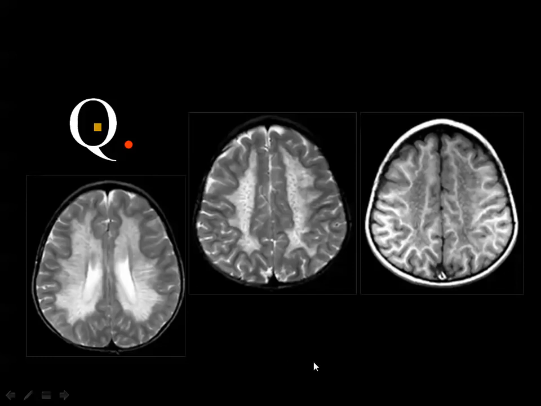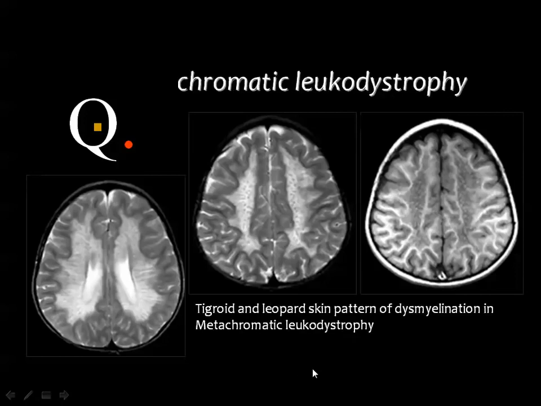Inside the white matter, you can see linear shadows of intermediate signal, giving the typical appearance of tigroid pattern. And this tigroid pattern is well known in two of the white matter diseases, which are metachromatic leukodystrophy and Pelizaeus-Merzbacher disease. And whenever you see this appearance, you should diagnose metachromatic leukodystrophy because it is more common compared to Pelizaeus-Merzbacher disease.